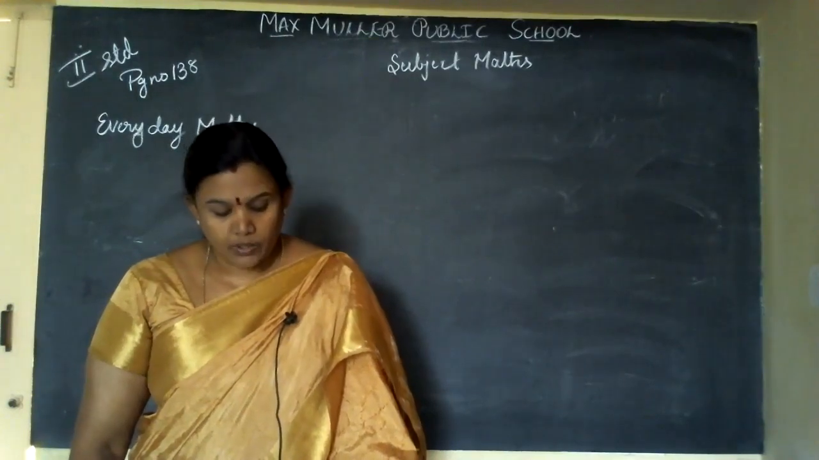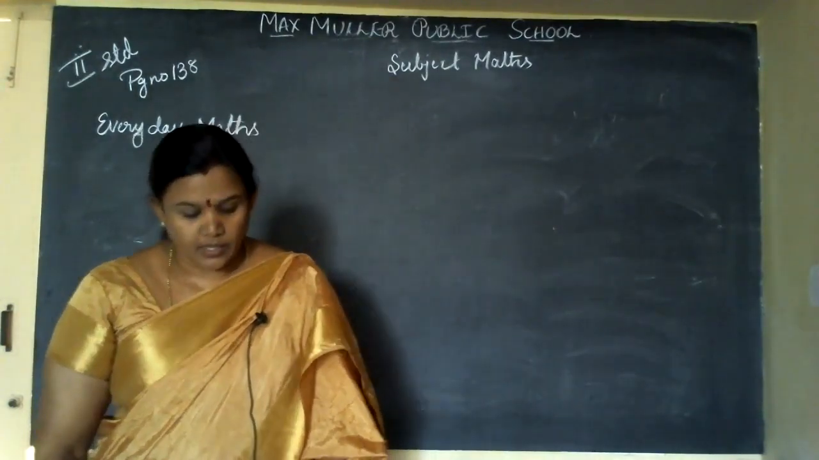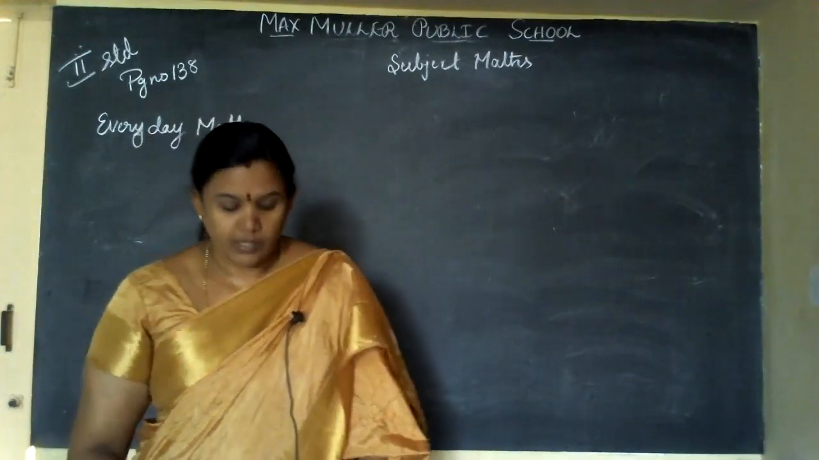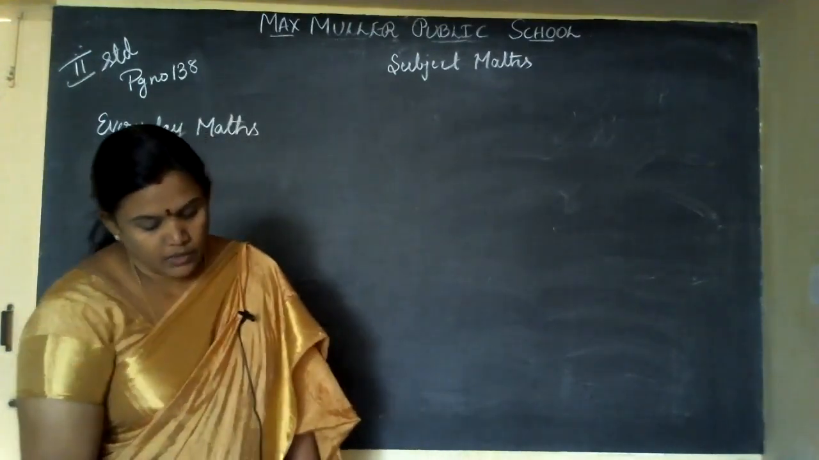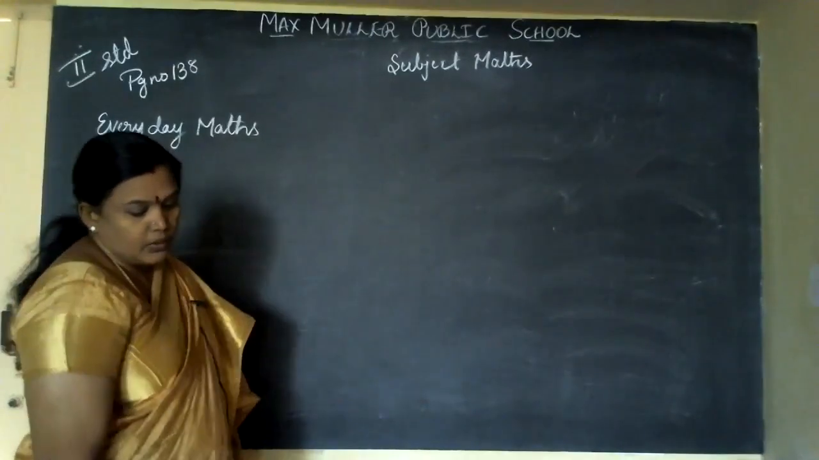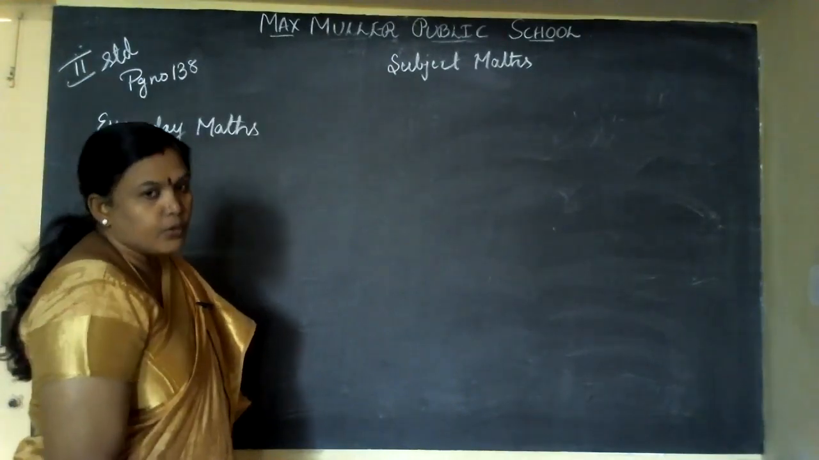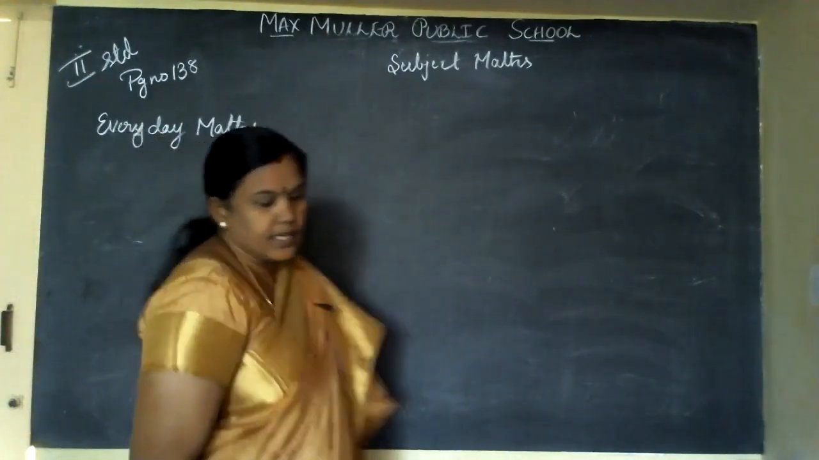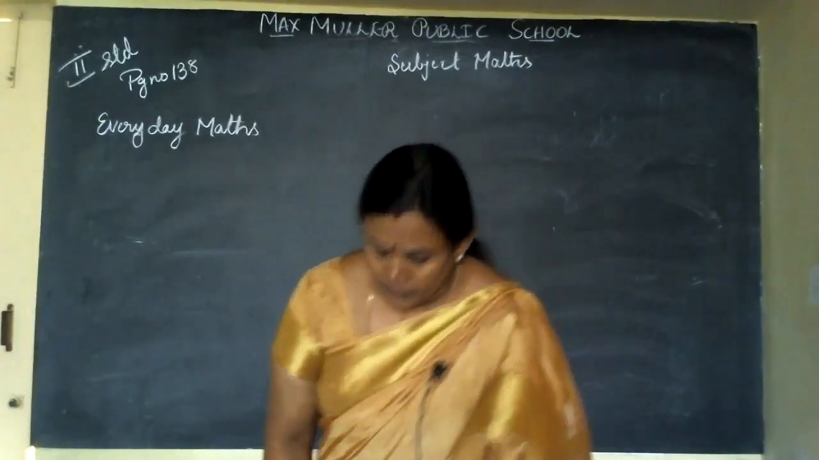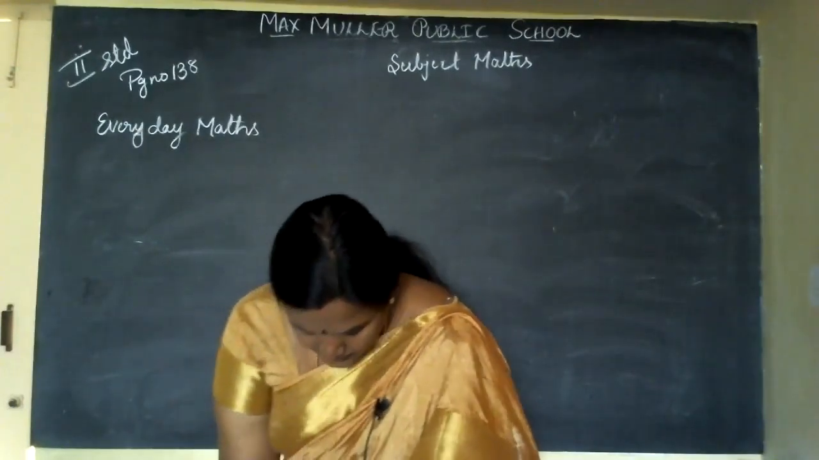Already Anu had 273 rupees. Her mother gave 35 more. Now you want to find the total money with Anu, which is 308 rupees. This is an example sum, children, we did it already. Now the second one.